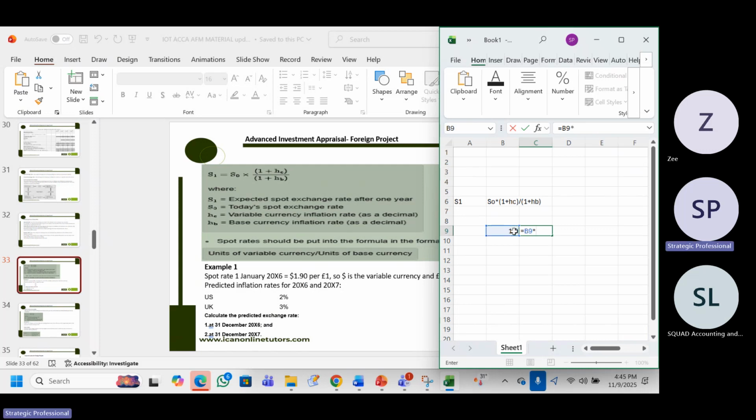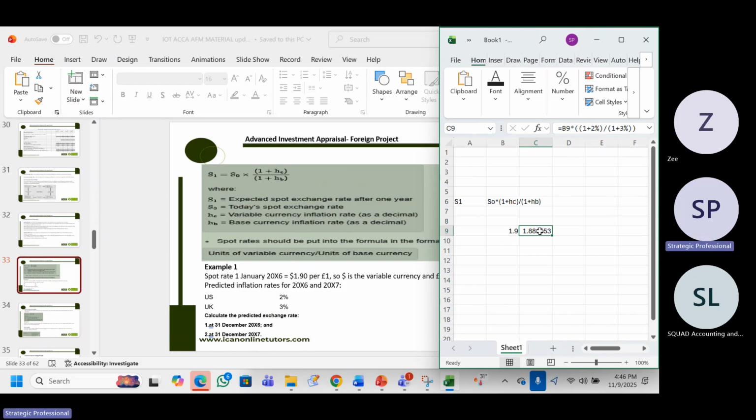1.9 multiplied by, in brackets, 1 plus, we said US is the variable, so 1 plus 2%, divided by, in brackets, 1 plus 3%. I close both brackets so that it will not affect the calculation. So what do I have? I have 1.88.